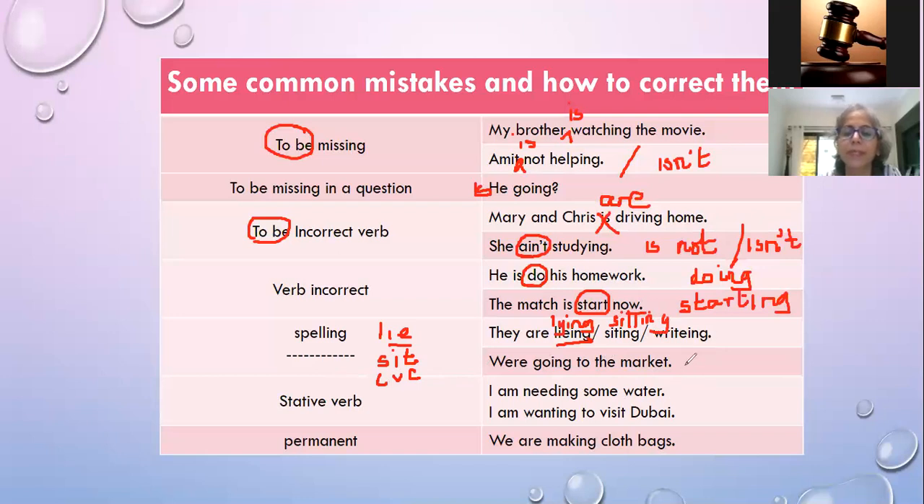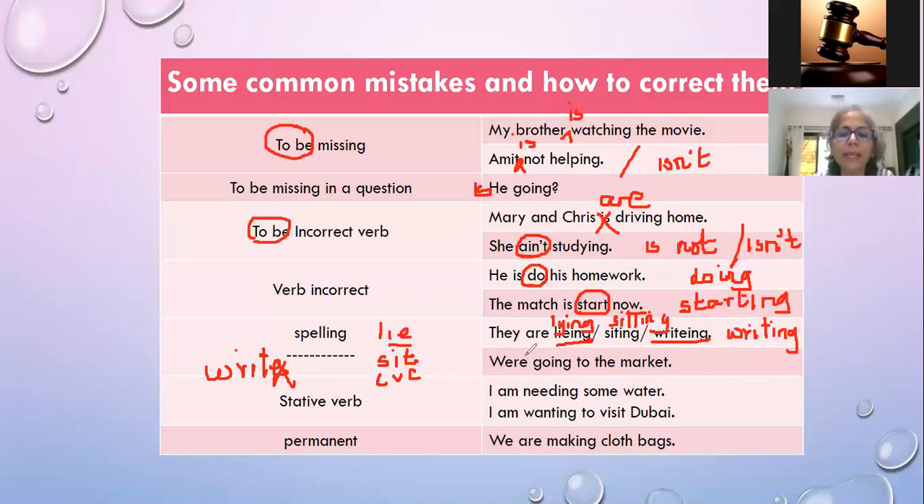And when any word is ending in E, for instance, write, we drop the E and ing is added. So here we've written "writting," which is incorrect. We should write WRITING. That is the correct verb to be used in present continuous tense.